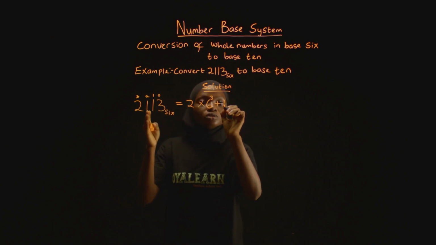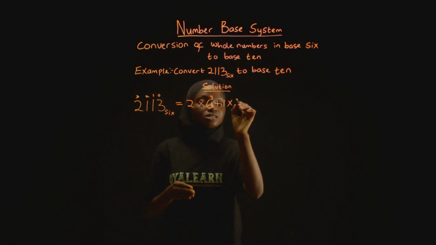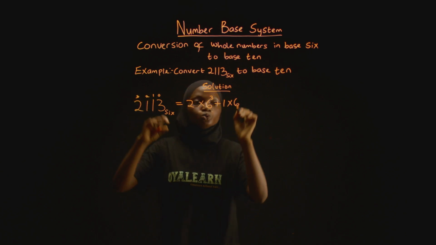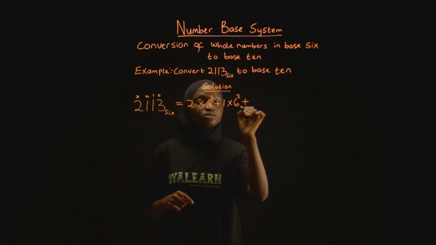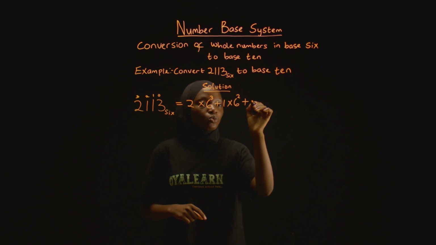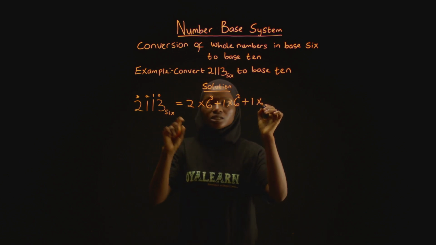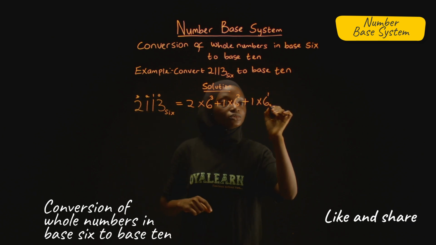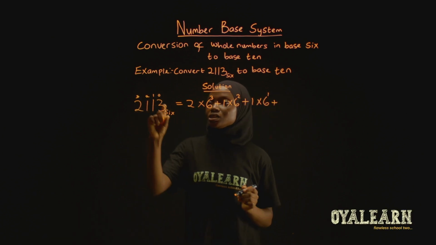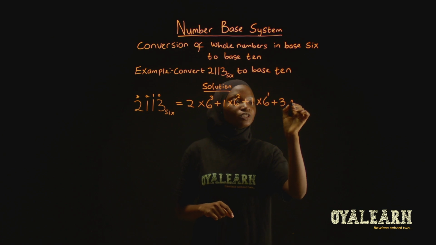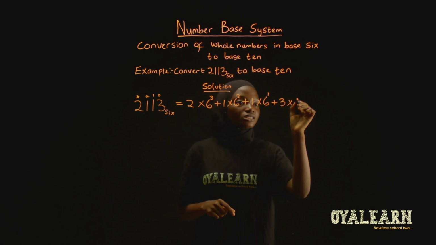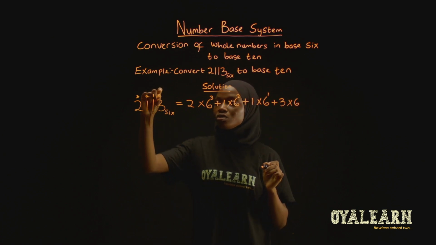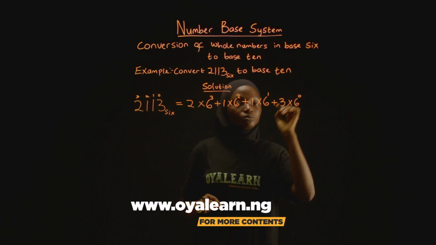So you have 1 multiplied by the base, 6, raised to the power of 2, plus, the next digit, 1, multiplied by the base, 6, raised to the power of the numbering, 1, plus the next digit, 3, multiplied by the base, 6, raised to the power of the numbering, 0.